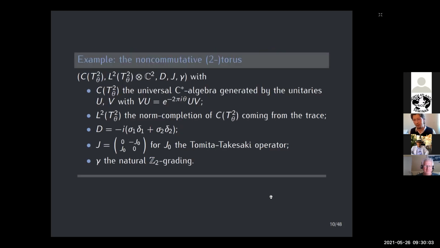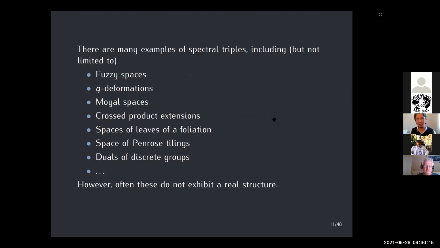Oh, and of course, in the commutative case, as you can imagine from the construction, spin manifolds are the other typical example, the canonical spectral triple, which I'm sure everyone's seen a million times. So we have lots of examples of spectral triples from all areas of mathematics and physics, but often they don't exhibit a real structure. And indeed, in some cases, they don't even admit a real structure.